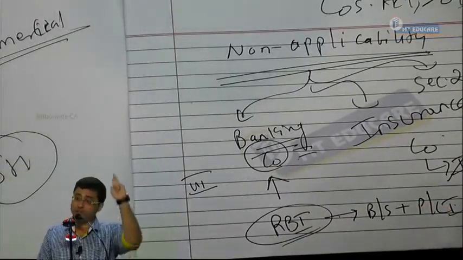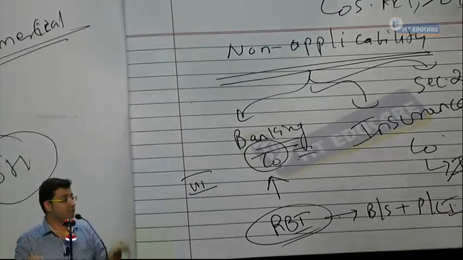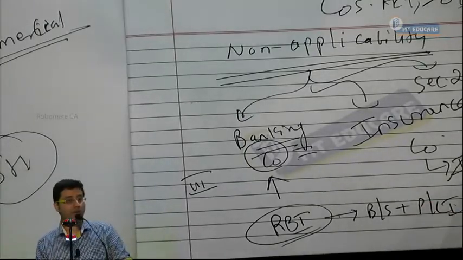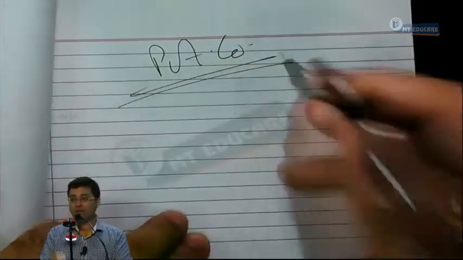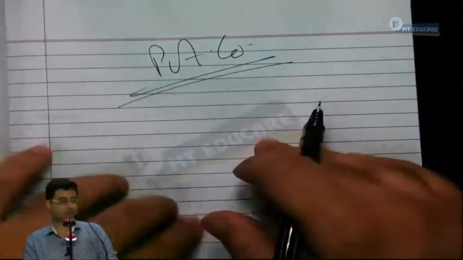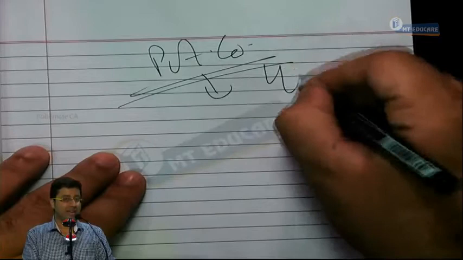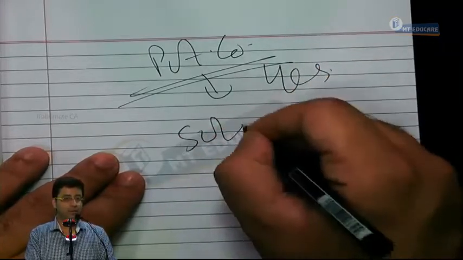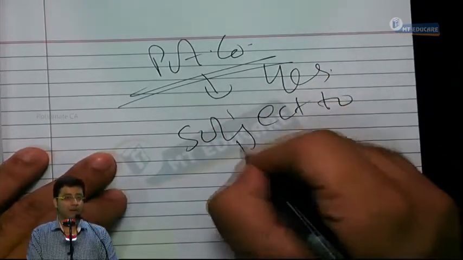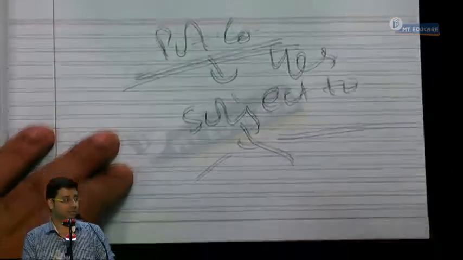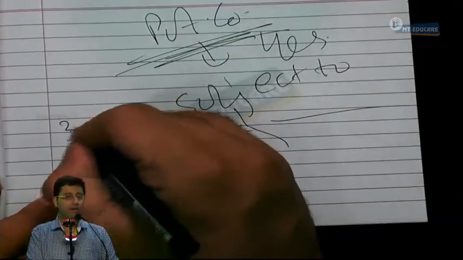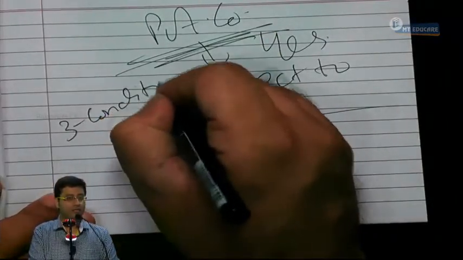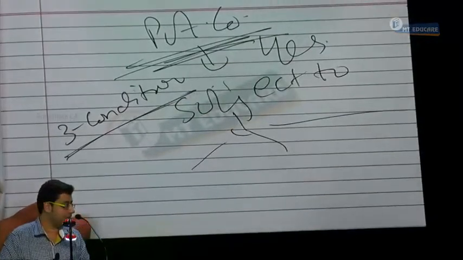Of course, for a foreign company, there is no restriction, so you have to prepare a CARO report, whereas there are certain restrictions here. You will ask me a question: sir, you are talking about a private company, whether to prepare a CARO report for a private company or not. The answer will be yes, you will prepare, but it is subject to 3 conditions. There are 3 conditions which you have to follow if you want to prepare a CARO report for a private company.